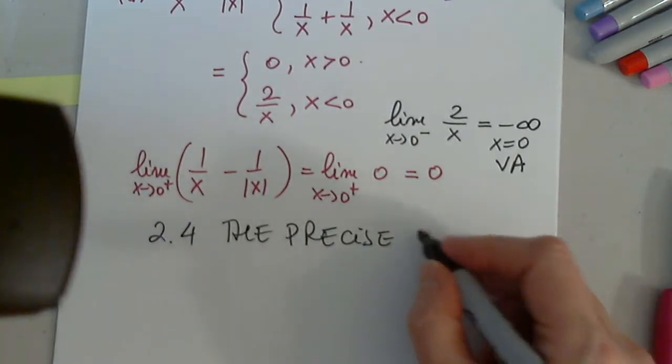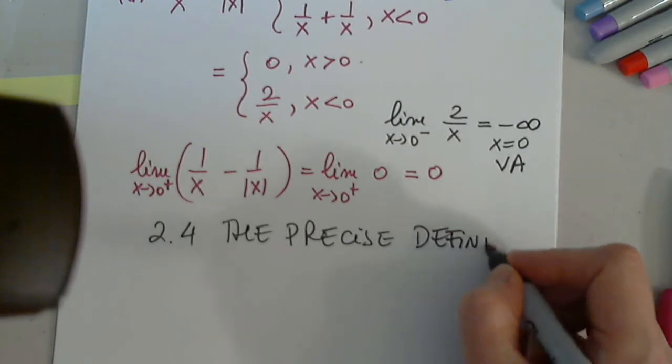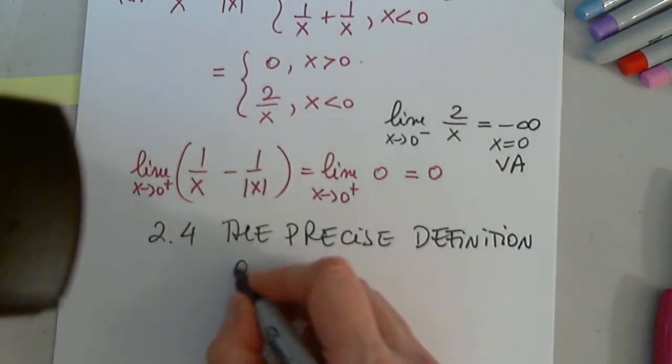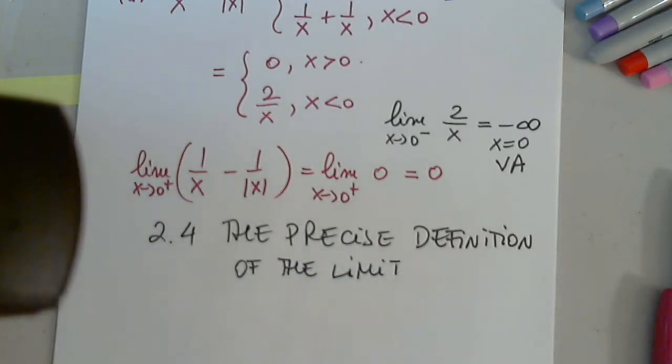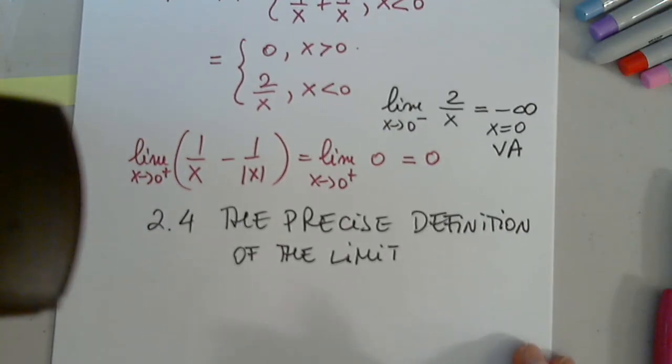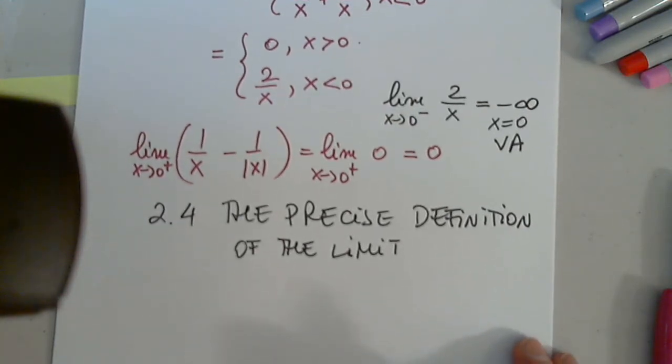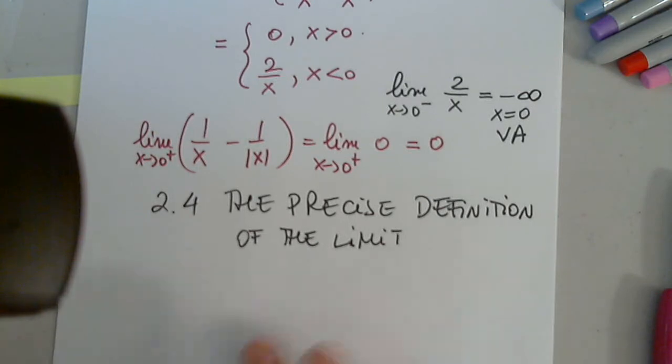The precise definition of the limit. I'm looking at the time. I have 6 minutes left. Is that correct? Yes. I'm not going to be able to finish this, so you're not responsible for 2.4 for Tuesday.